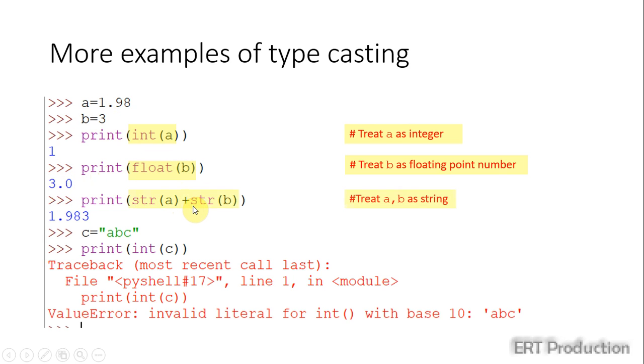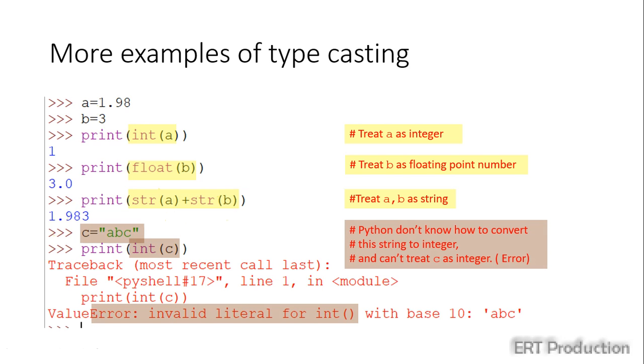This statement is to treat the data as string. This time, a plus b are treated as string concatenation. For this case, you can see c is a string, and we want to treat it as integer, but Python doesn't know how to convert these strings to integer. Therefore, it can't treat c as integer and responds with an error message.